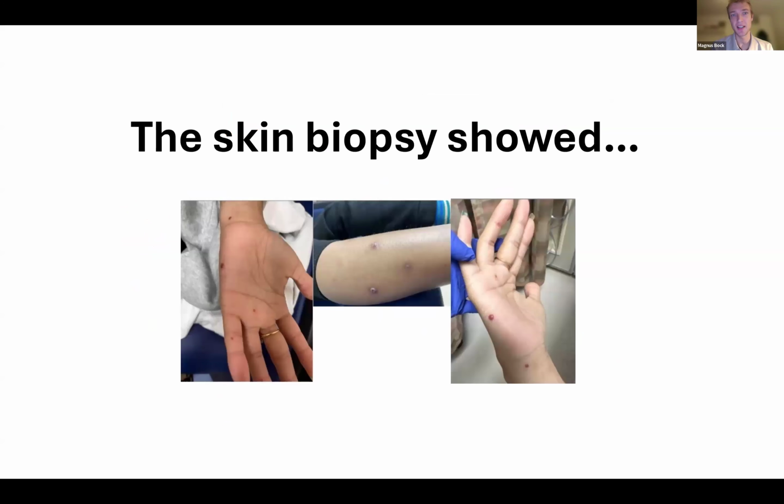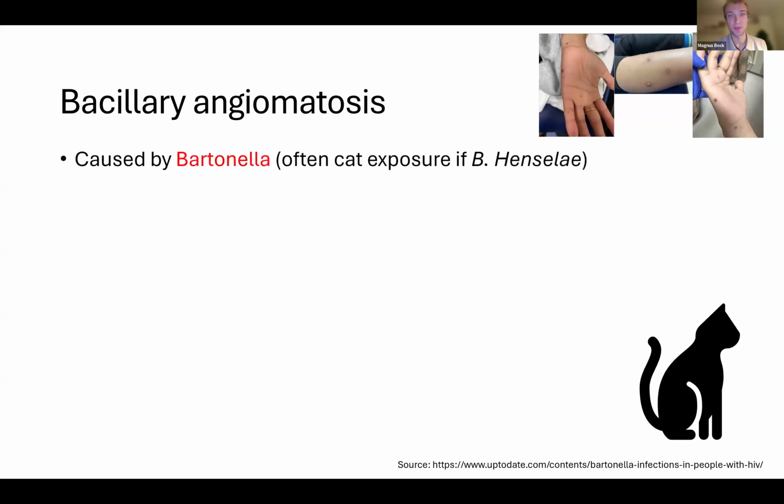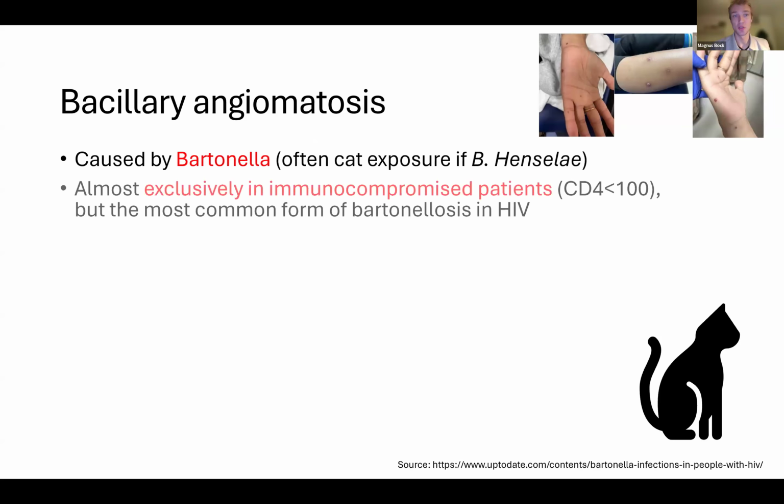So finally, in this case, tissue was the issue, and there was a biopsy performed on these skin lesions that showed bacillary angiomatosis, which is an infection caused by Bartonella species. And if it's Bartonella henselae, there's often a history of cat exposure. And it's almost exclusively seen in immunocompromised patients with a low CD4 count. But actually, if you are an HIV patient with a Bartonella infection, bacillary angiomatosis is the most common form.